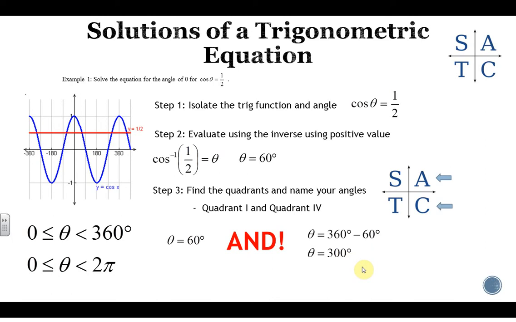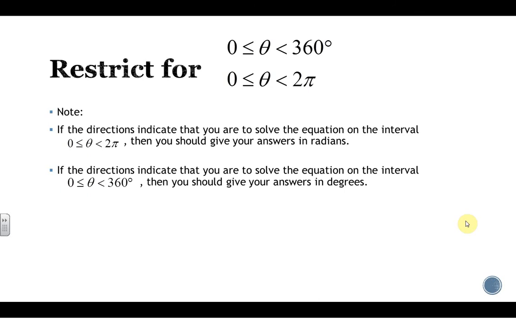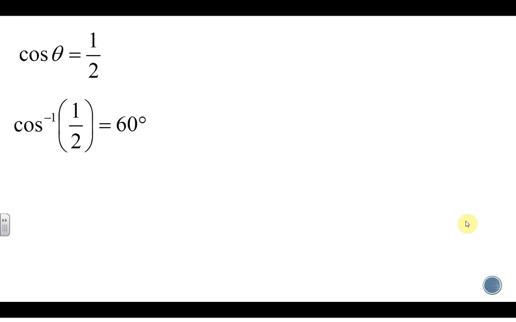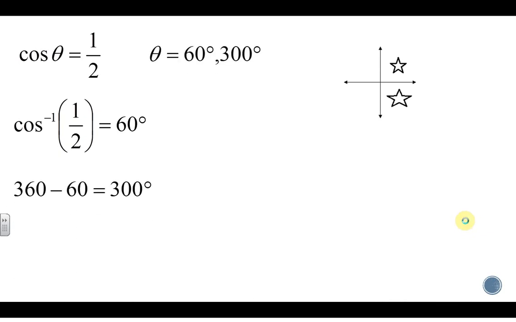Don't forget it. Here it could be 0 to 360 or 0 to 2 pi. If it was 0 to 2 pi, these had best be in radians, and we will always make that clear. Note that the restrictions have to be there. If they say you're solving on the interval 0 to 2 pi, give radians, and if it's 0 to 360 degrees, give degrees. You won't get full credit otherwise. Cosine, so again, you go ASTC, you decide those two, and you get the 300.